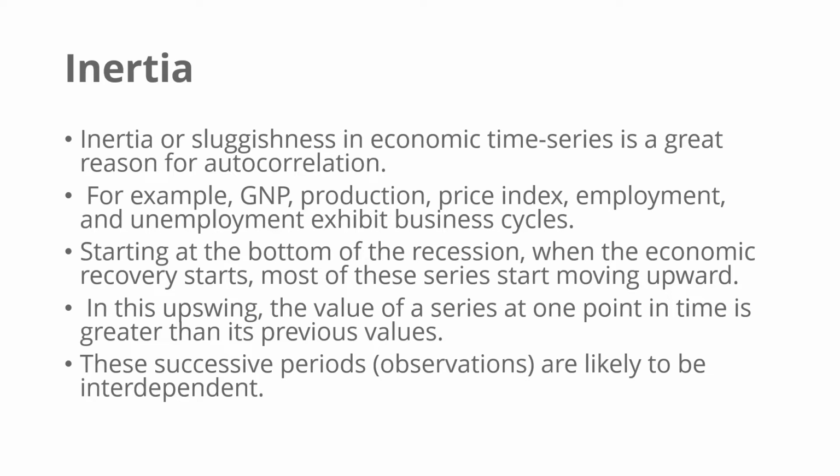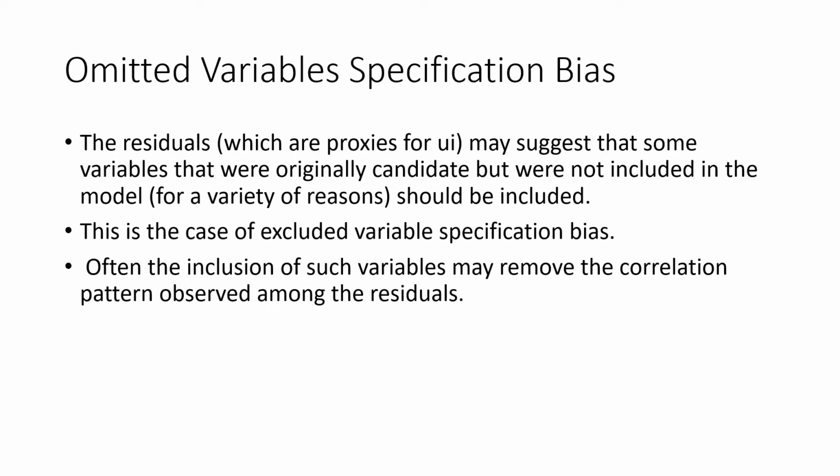In the upswing, what happens is that the value of a series at one point in time is greater than its previous value. So these successive observations are actually likely to be very much interdependent. So in this case, you can see that inertia gives rise to what is known as autocorrelation.